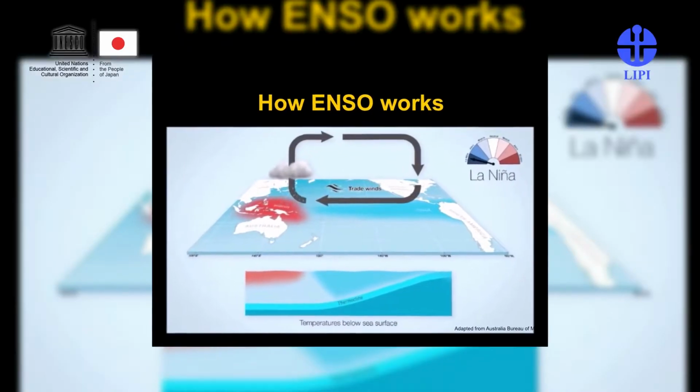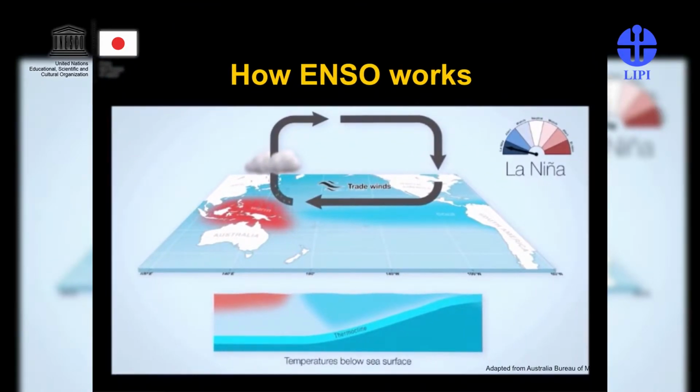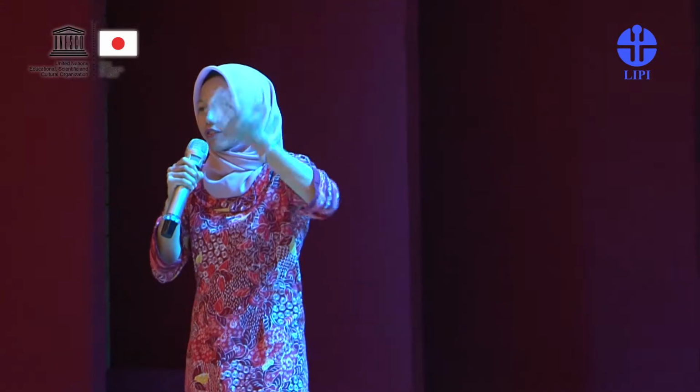So that's why Indonesia is wet. Indonesia, Southeast Asia is wet because we have this hot water near our area, and we have, like your coffee pot, when you have hot water, you have rising atmosphere. So that's when there is no ENSO.